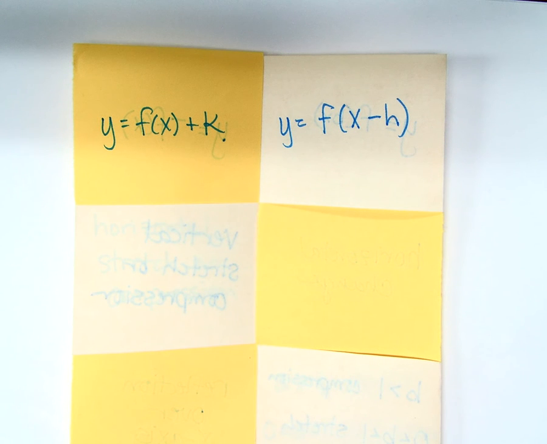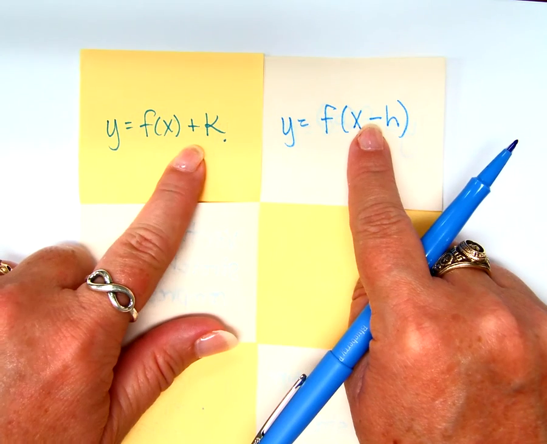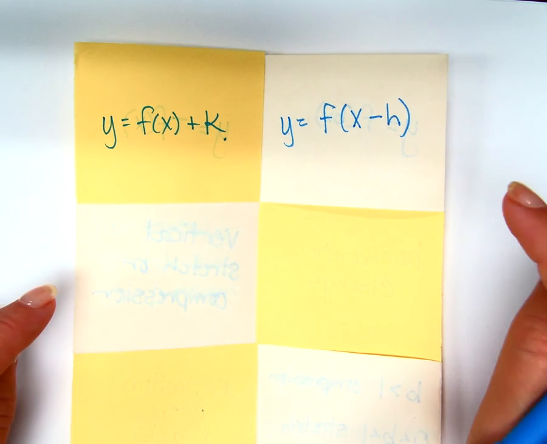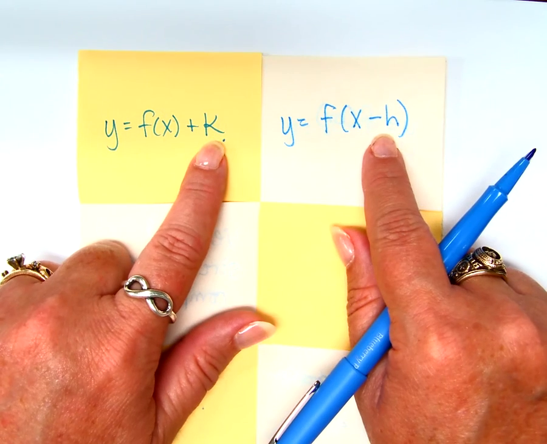So what's the difference here than the example we just did? These values are being added or subtracted, right? They're not being multiplied. What we just did was multiplied, which causes a vertical stretch or compression. Or horizontal stretch or compression, right?